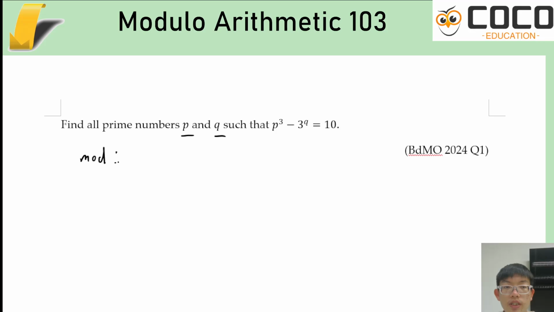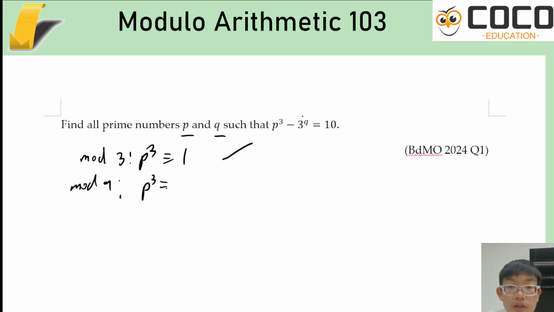If you say that I'm going to take mod 3, that is not going to be enough, because P cubed congruent to 1 is definitely possible. And if you took mod 9 and say that, oh, mod 9, then 3 to the power of Q is going to be a multiple of 9 as well. Well, that indeed is true, but P cubed congruent to 1 is still possible, so I have not really learned that much.